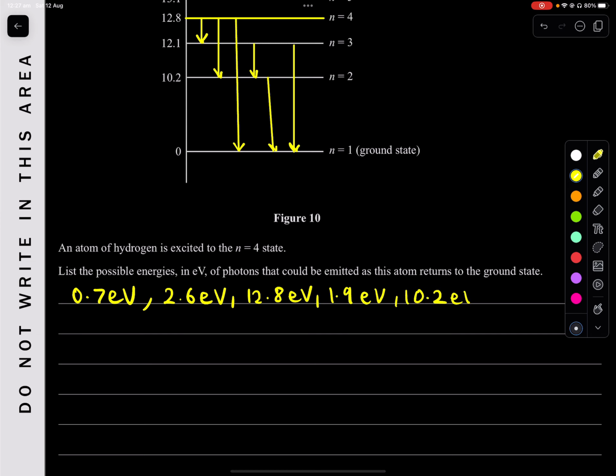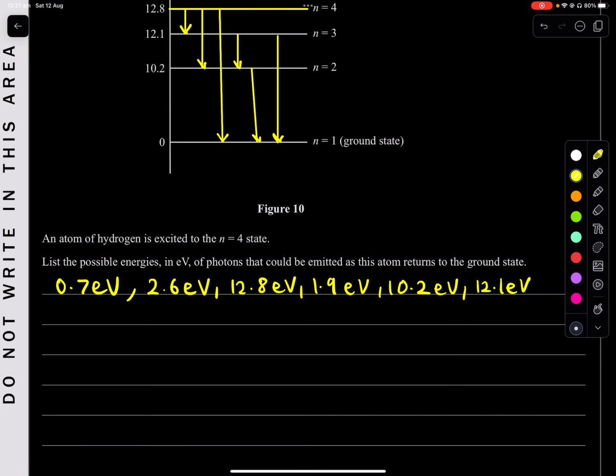10.2 electron volts. And 12.1 electron volts. Yep, those are the three. Those are the six that we have.